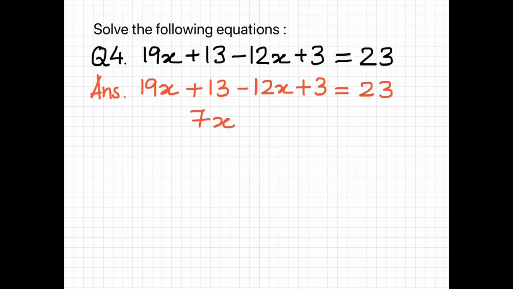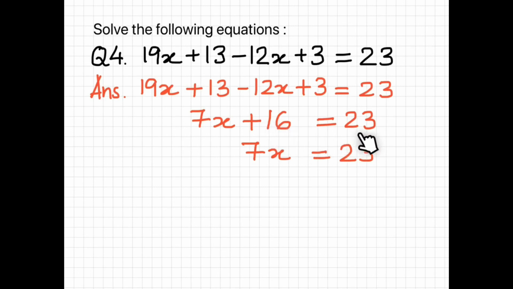And now let's simplify the constant terms. Plus 13 and plus 3. We get plus 16. This is equal to 23. Next, we are going to transpose this constant term to the right hand side. We get 7x is equal to 23 plus 16, which when transposed to the other side becomes minus 16.